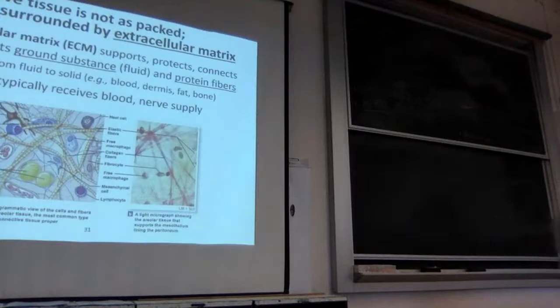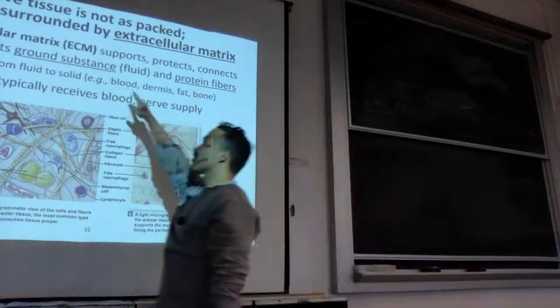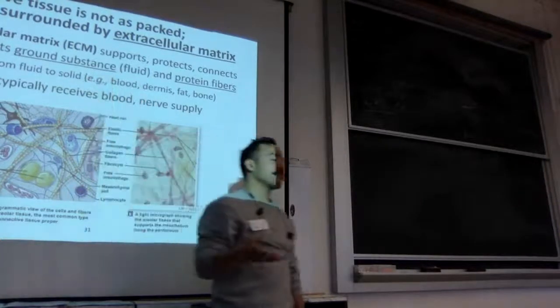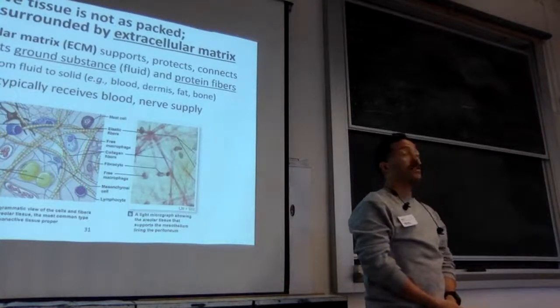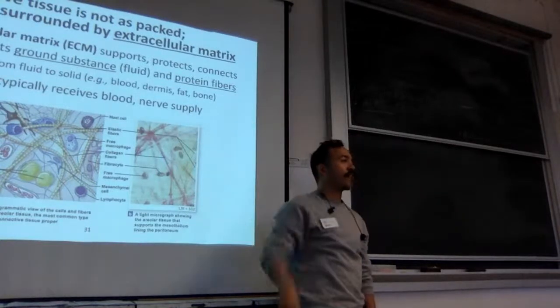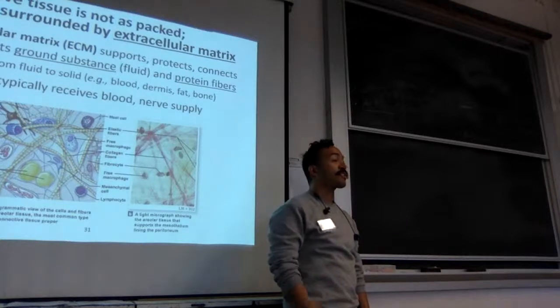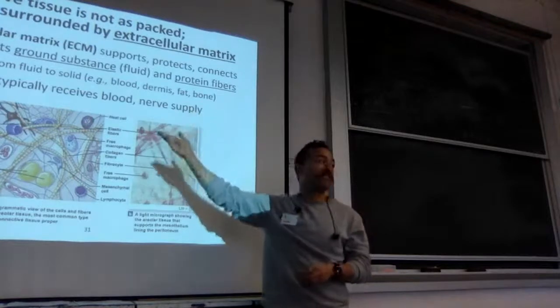So what is this stuff? It just depends. It's definitely going to be some ground substance. That's just a fancy word for the fluid composition. That's called ground substance. And often a lot of different types of proteins, different protein fibers. You've probably heard of one at least, like collagen. Collagen is a common one. So this is not within cells, this is outside cells, it's extracellular.